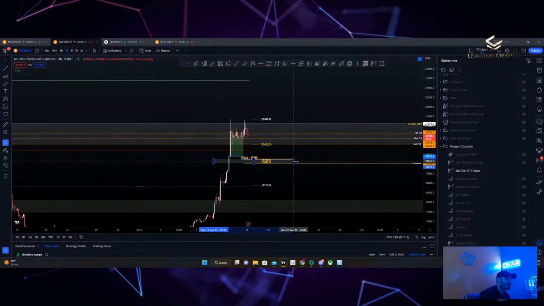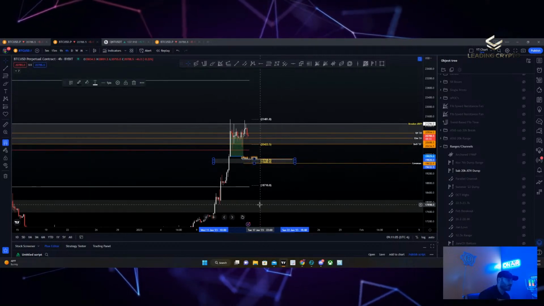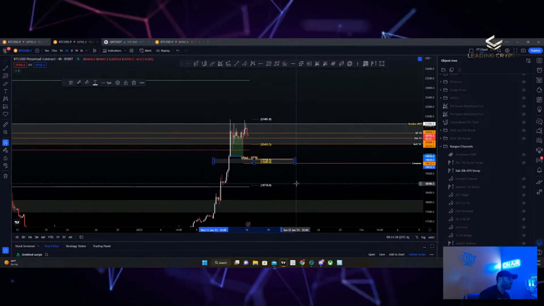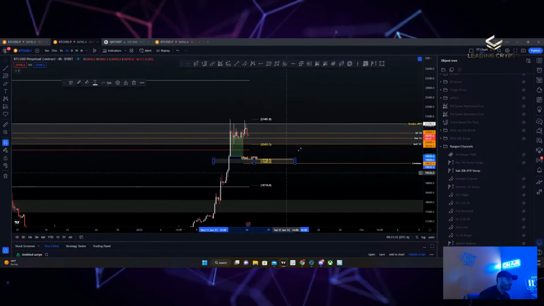If we lose this, I'm not saying that you can't take a long from this region. I think you'll get the bounce. The question is, will the bounce result in a new high? And I don't know that it will. So that would be a cautionary long for me.